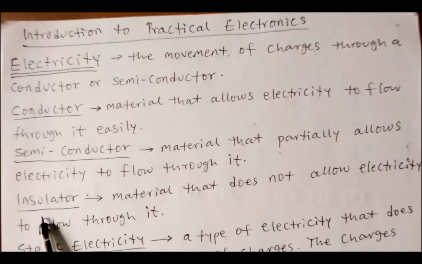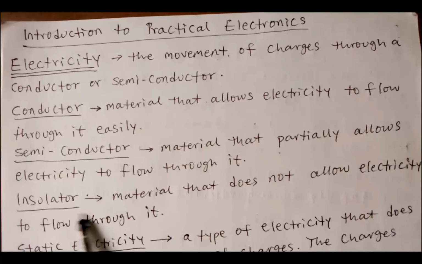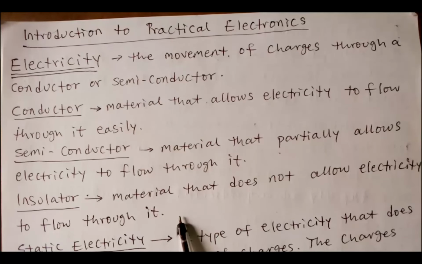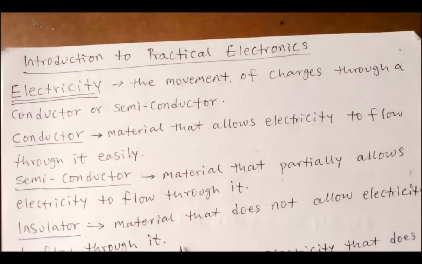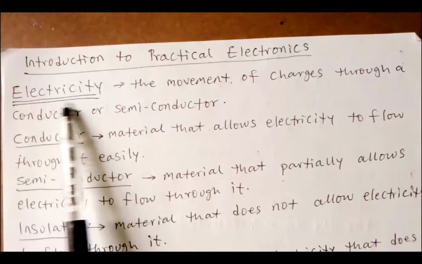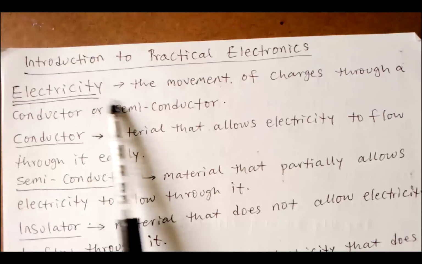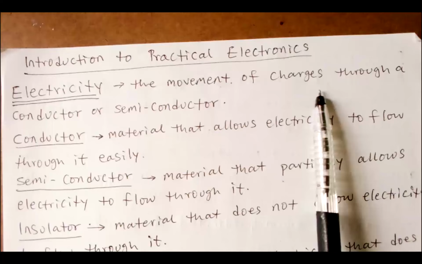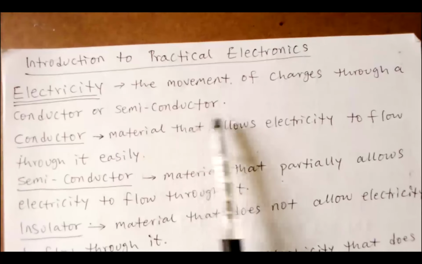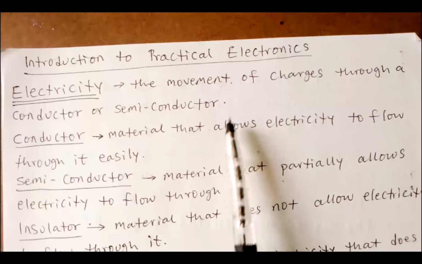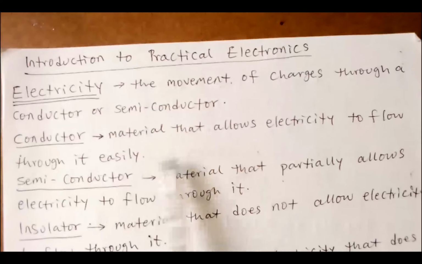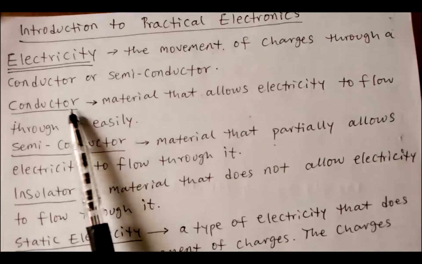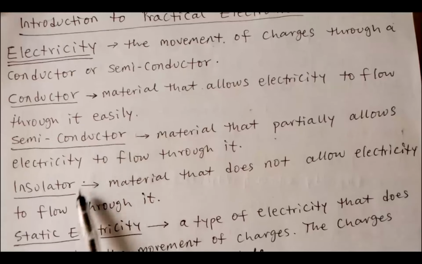What is an insulator? An insulator is a material that does not allow electricity to flow through it. So here we've had an idea of what electricity is. That is the movement of charges through a conductor or a semiconductor, through a circuit. Now we have a conductor, semiconductor, and insulator.